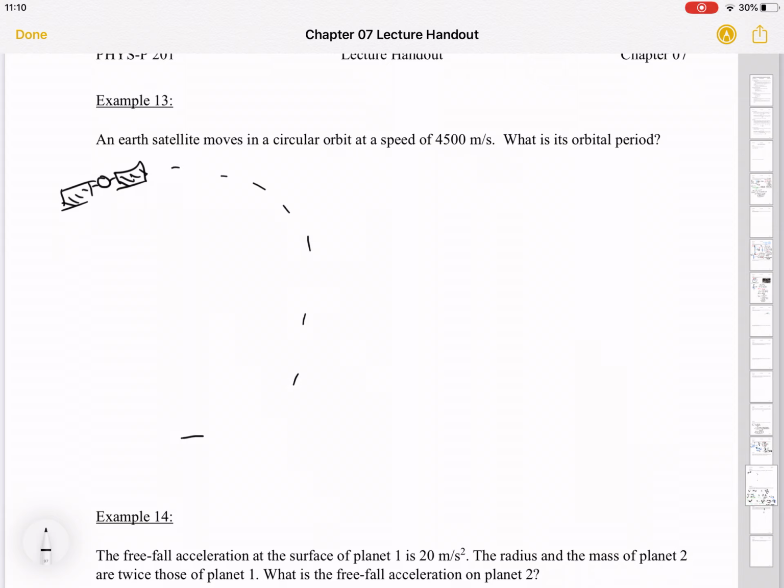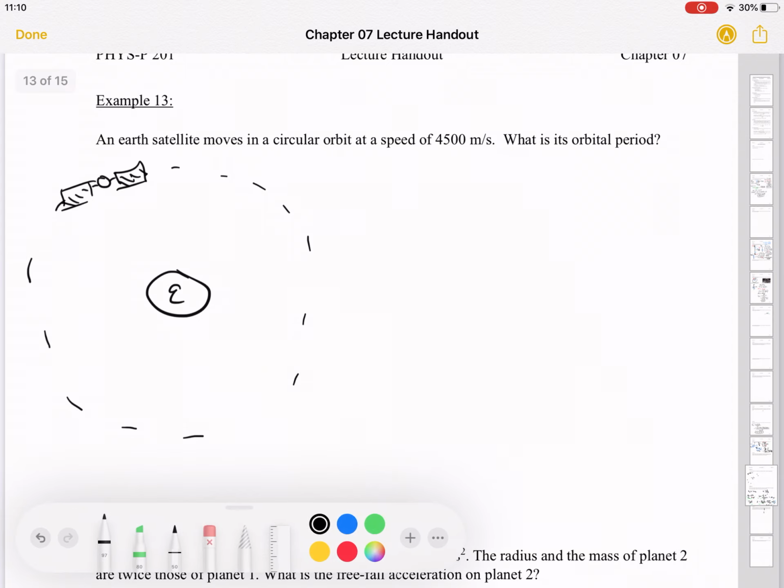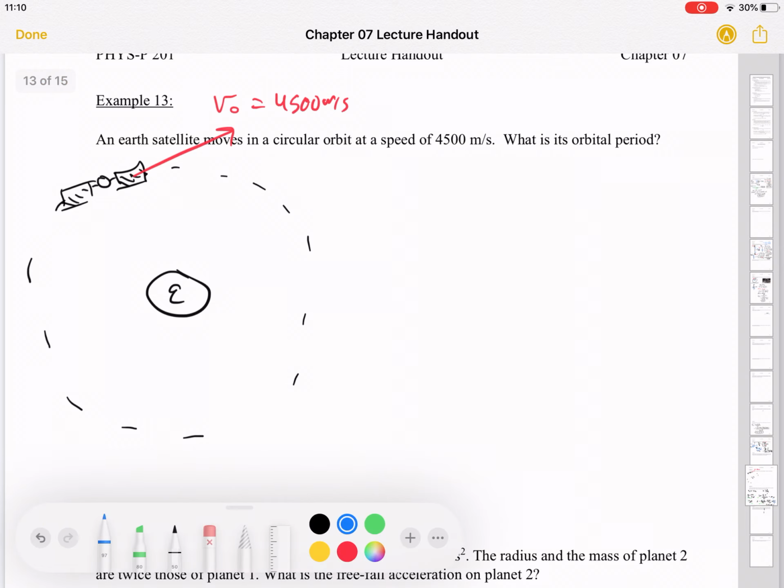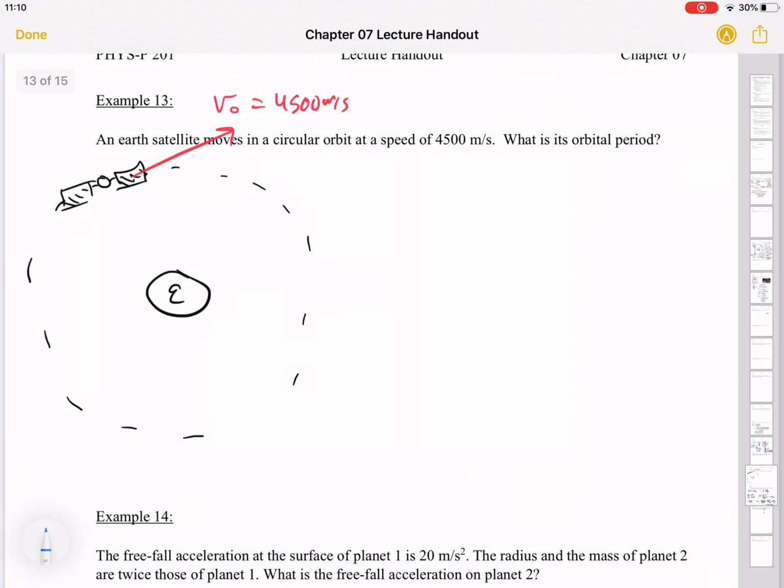Okay, so there's my circular orbit. Here's Earth. Okay, so we can label a couple of things. I'm solving for orbital period. I'm given an orbital speed. It's 4,500 meters per second. What is orbital period? So T equals.